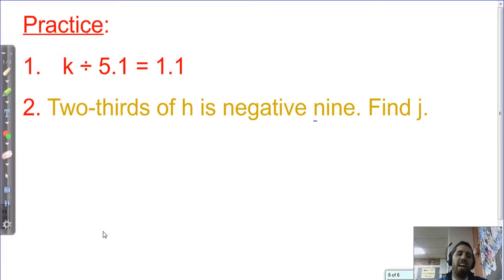K divided by 5 and 1/10 is equal to 1 and 1/10. Think about how you can undo what's been done. And 2/3 of h is -9. That makes no sense if I leave it as j, so find h.